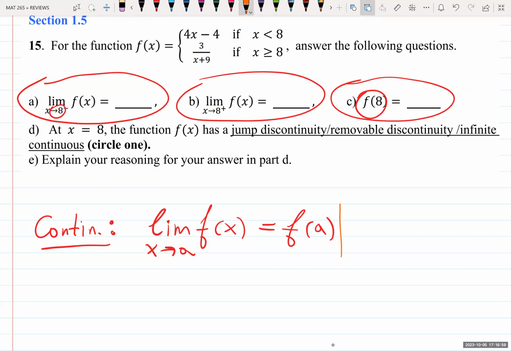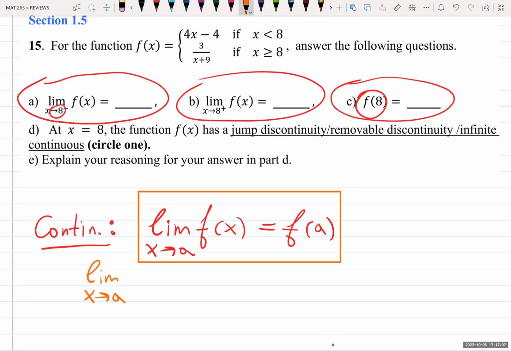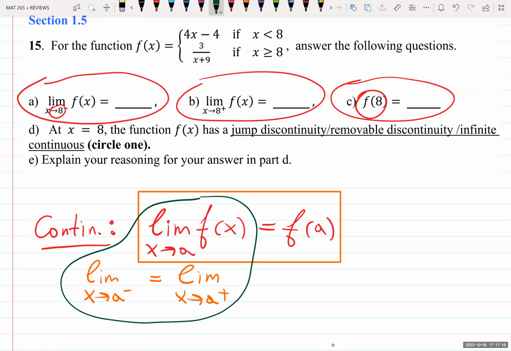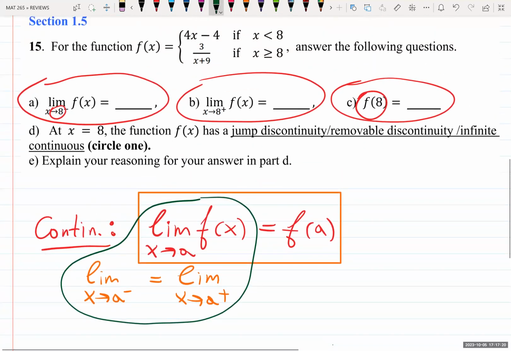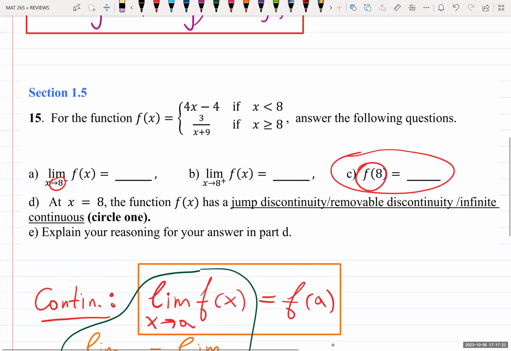This formula means the left limit should be equal to the right limit in order for the left-hand side to exist. So the limit as x approaches a from the left should match the limit as x approaches a from the right. That is in order for the left-hand side to exist. But still, all of this has to match with f of a. So let's figure it out. This is when students get lost.